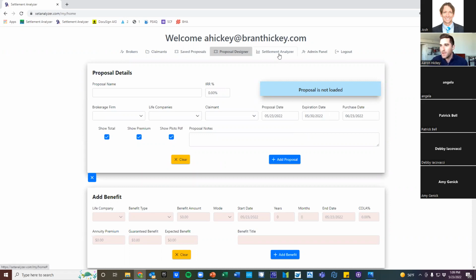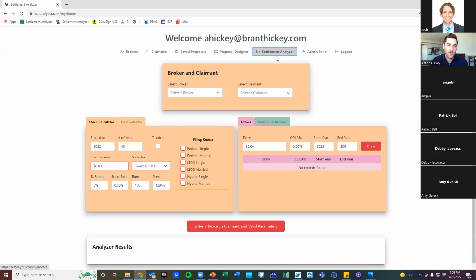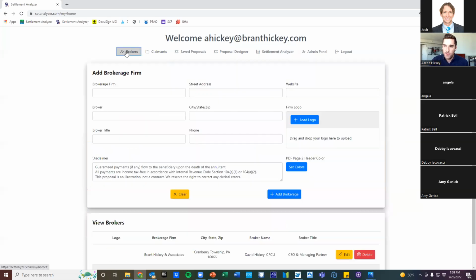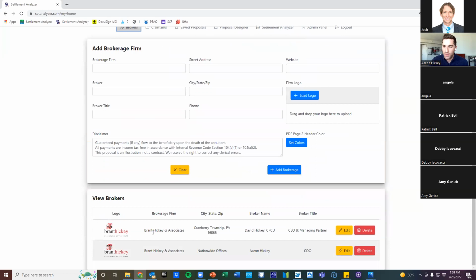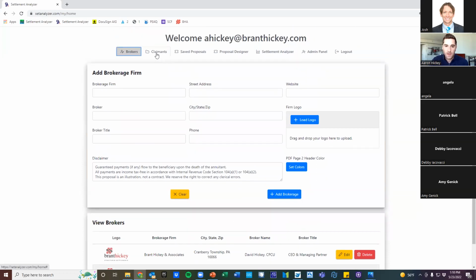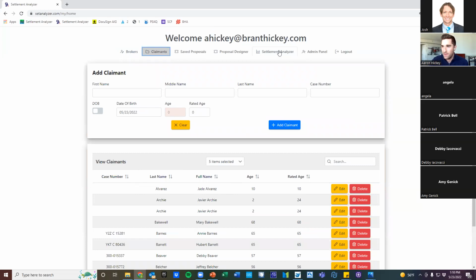So if you click on this tab, which is the Settlement Analyzer tab, it'll bring you into this initial screen. In order to utilize the tab, you need to have a couple things done before you come here. You'll have to have completed your broker information. Once it's completed, you'll see it populate down here. And you'll need to have added a claimant, and you'll see it populate down there.